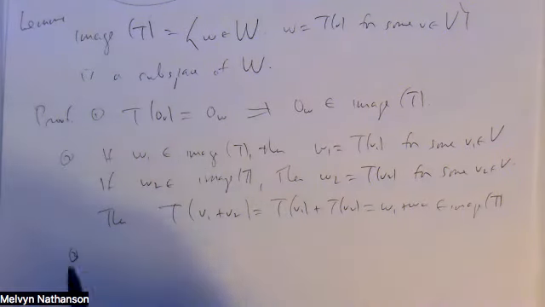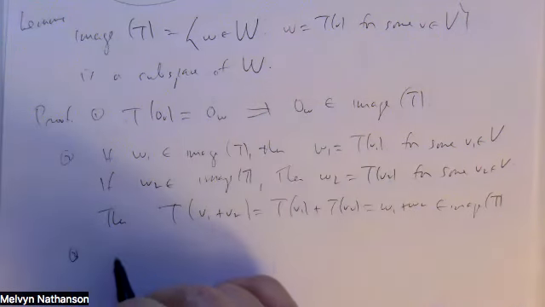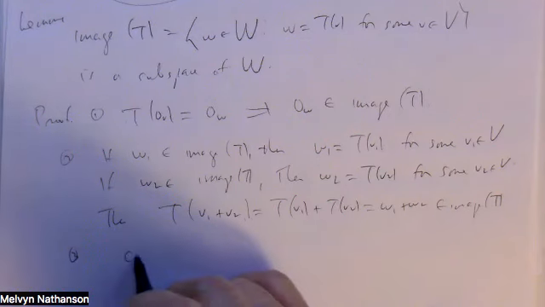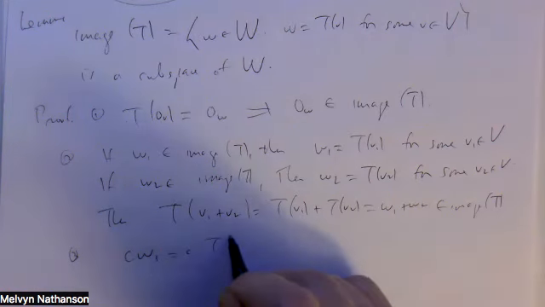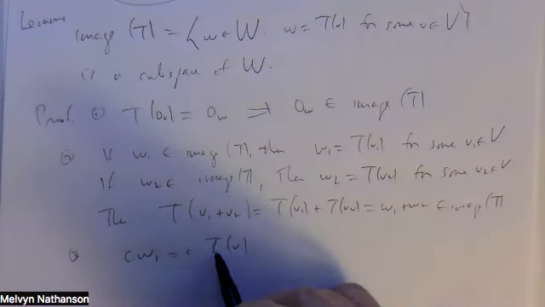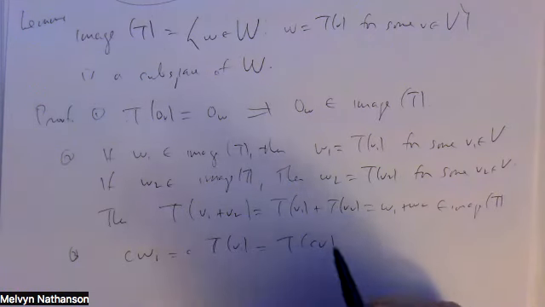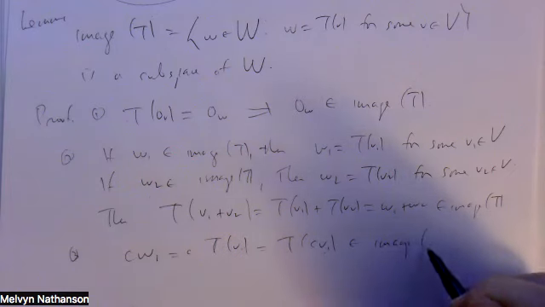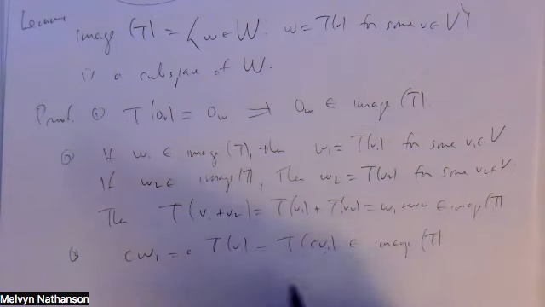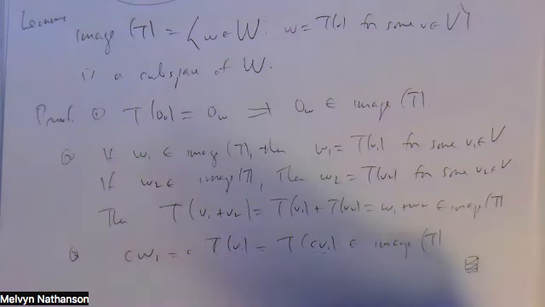And third, if W1 is in the image, and W1 is T of V1, then CW1, what is CW1? That's C times T of V1. But by linearity, because T is a linear transformation, this is T of CV1. CV1 is a vector in V. So CW1 is in the image of T. So the image of T is also closed under scalar multiplication. And that proves our theorem.